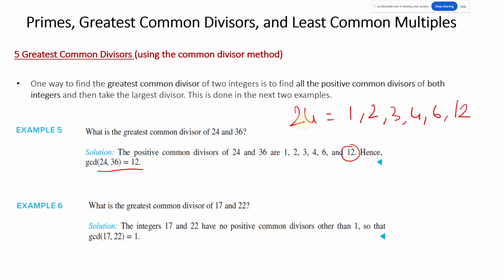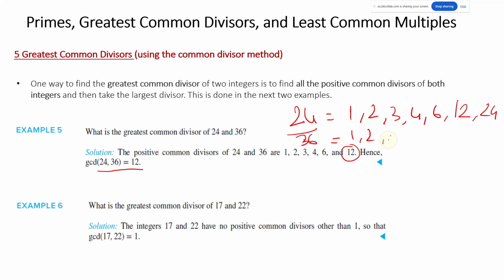Then I can go maybe 13, 14, but after 12 it's impossible to have something, because this is going to be 2 times 12, so anything bigger than 12 is going to give less than 2, so there's no way. The only number bigger is 24. So these are the possible divisors of 24. And now I'm doing again the same thing with 36.